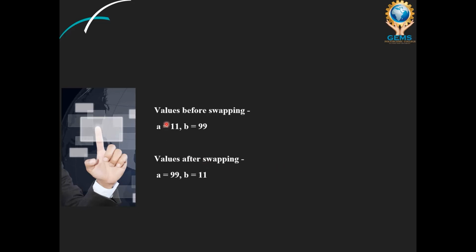See here. Before swapping, these are the values we have: A is equal to 11, B is equal to 99. But after swapping, see here, the values are exchanged. A equals 99, that was the value of B, and B equals 11, that was the value of A. So like this the swapping concept works, by using the third variable.